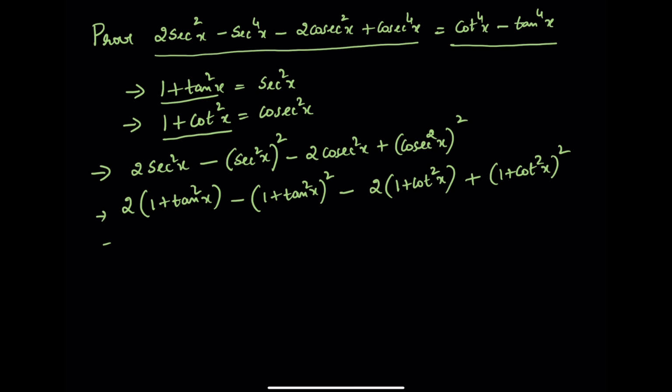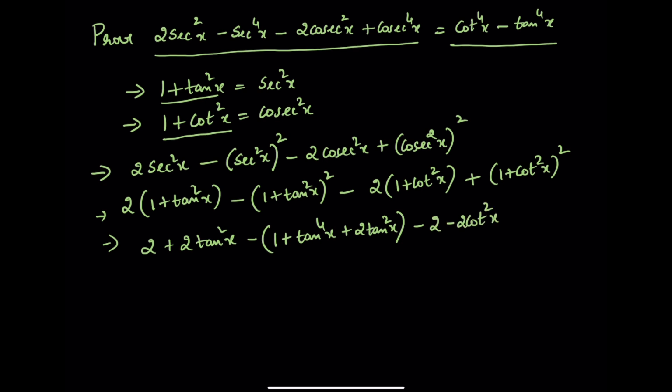So now let's simplify the equation. 2 plus 2 tan square x minus, let's apply (a plus b) the whole square, 1 plus tan to the power of 4x plus 2 tan square x, then minus 2 minus 2 cot square x, then let's apply (a plus b) the whole square again, which will be plus 1 plus cot to the power of 4x plus 2 cot square x.